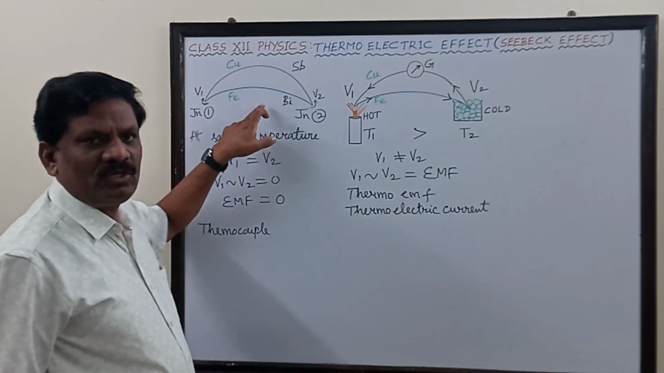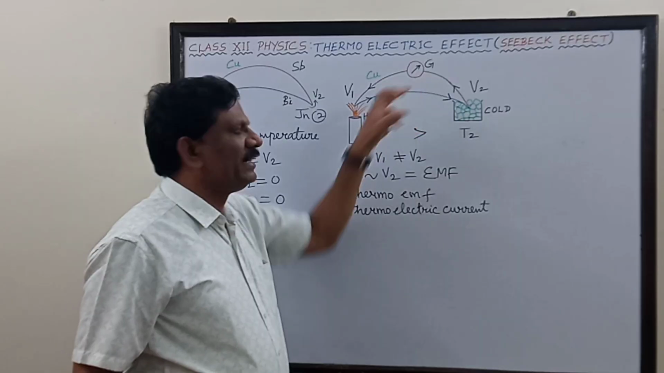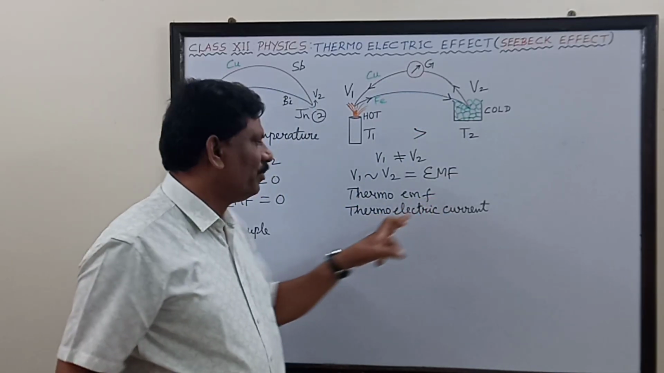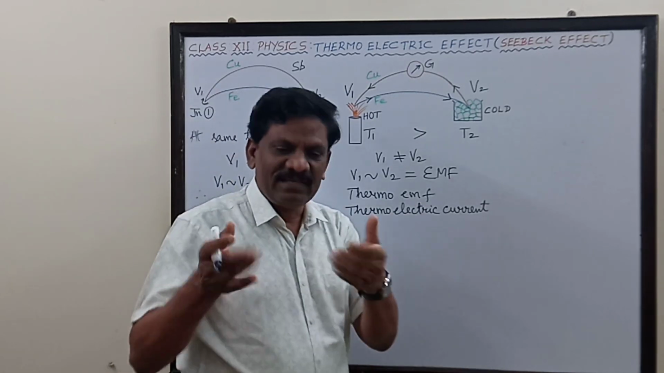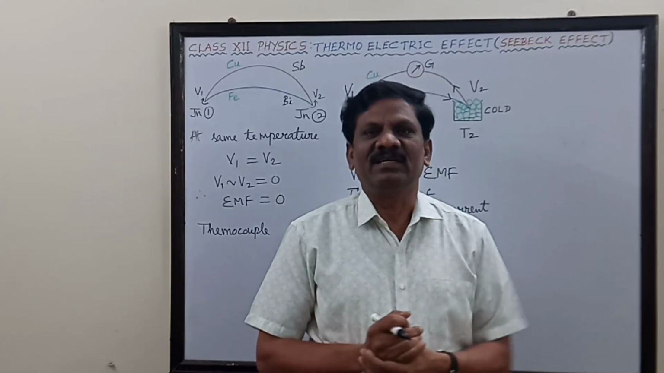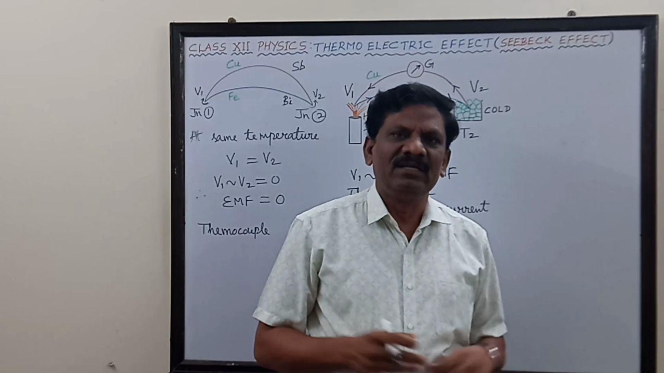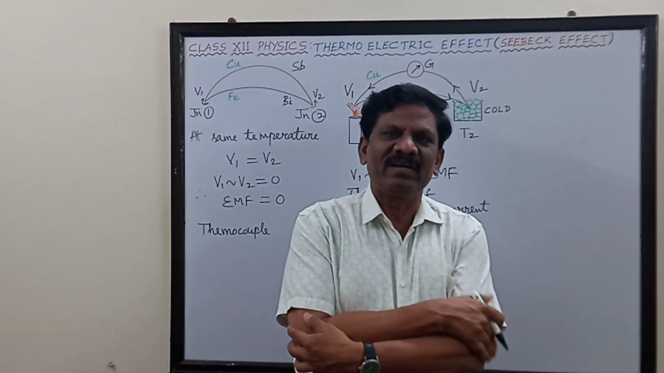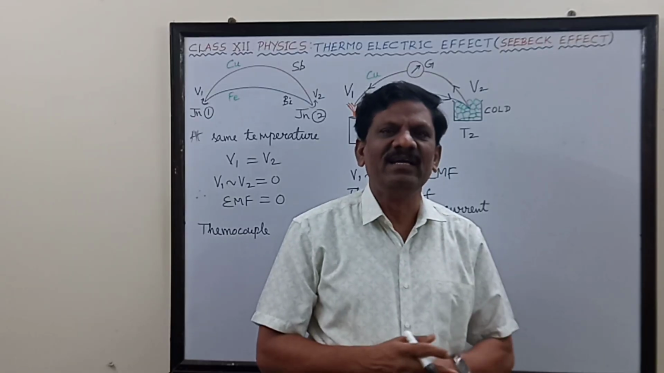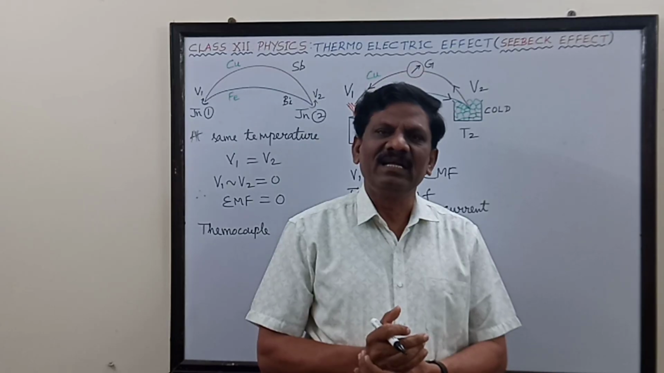So my dear students, you should know that this closed loop is called a thermocouple, the EMF generated in this loop is called thermo EMF, and the current flowing through the closed loop is called thermoelectric current. This effect is called the thermoelectric effect or Seebeck effect. As I told you, what is more important here is that the two junctions must be maintained at two different temperatures. This temperature difference is converted into the corresponding EMF, and this effect is called the thermoelectric effect.